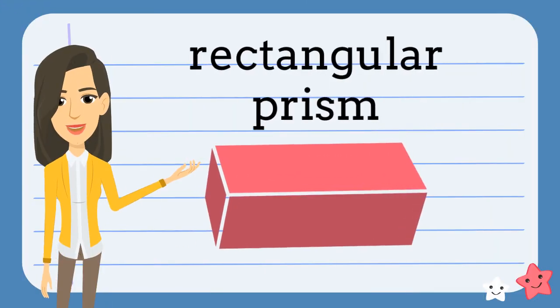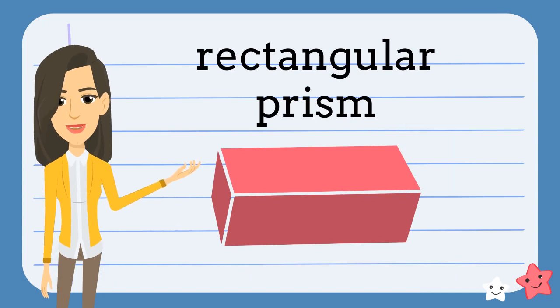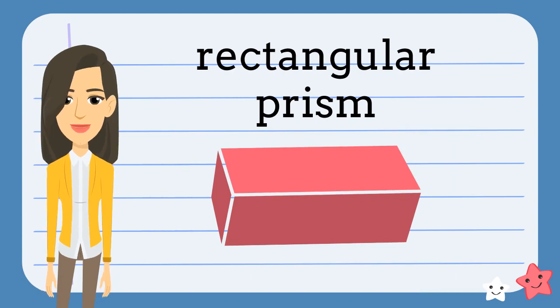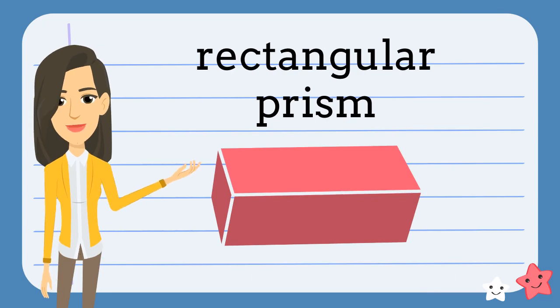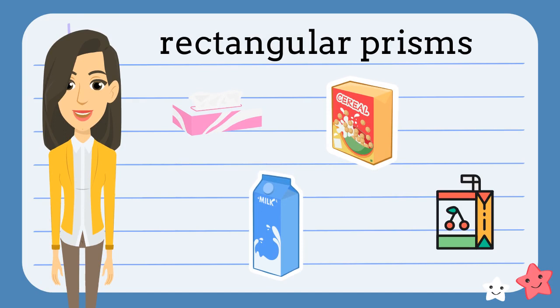A rectangular prism has 6 faces. 4 faces are shaped like rectangles. 2 faces are shaped like squares. Rectangular prisms also have 12 edges and 8 vertices. There are many objects that are shaped like a rectangular prism. A tissue box, cereal, milk cartons, and juice boxes are all shaped like a rectangular prism.